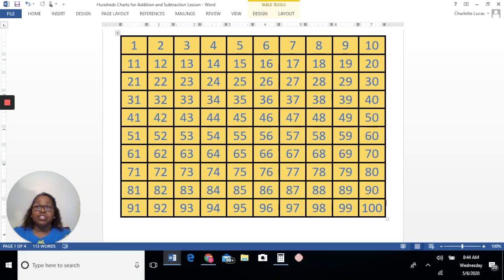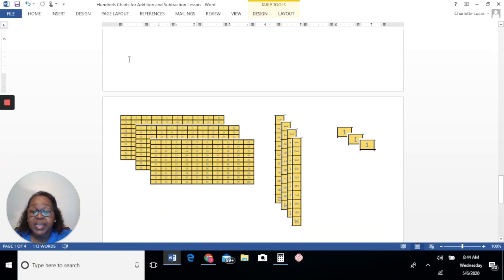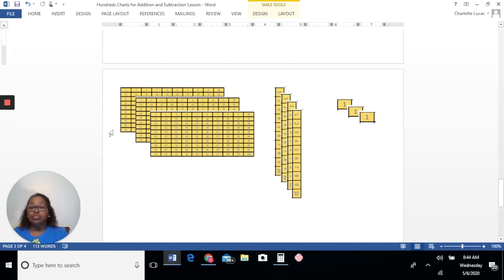So each digit is represented in a place. So how many hundreds do you have in the hundreds place? How many in the tens place? How many in the ones place? So I'm going to have how many hundreds. In this illustration, there are 1, 2, 3 hundreds. So in that place, there are 3.